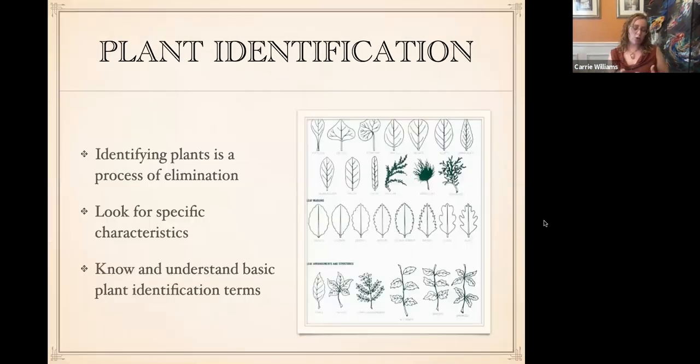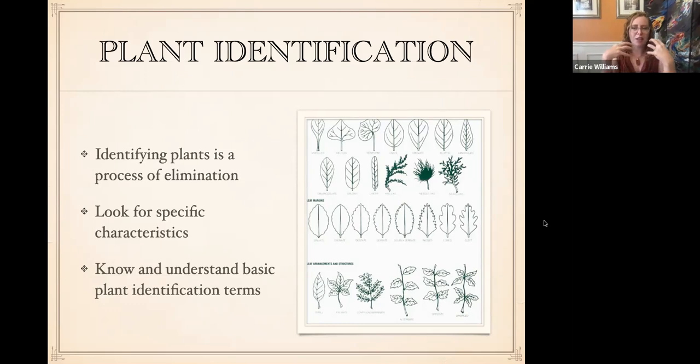So essentially, when we are trying to figure out what a plant is, identifying plants, it's generally a process of elimination. To figure out what a plant is, first, you've got to figure out what it isn't. So if it's a broadleaf looking plant, then it probably isn't a conifer. All right, so you can narrow it down, and you just keep on narrowing it down, working your way down until you kind of have the only option left.